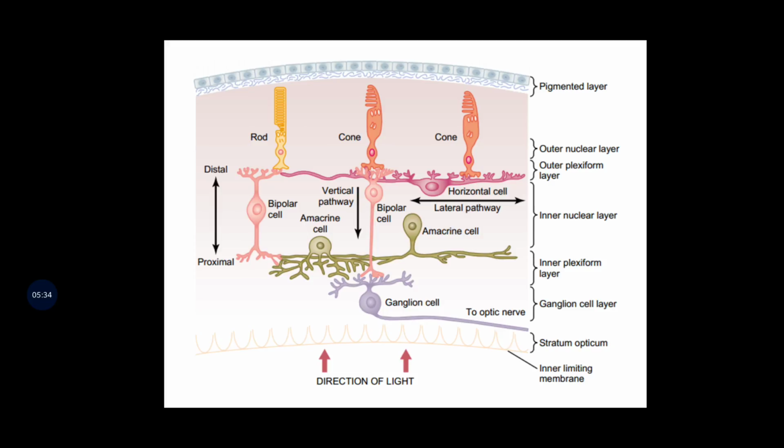So, very clear diagram, direction of light. This diagram has already shown you that the ganglion cell synapses with the bipolar cells, and this bipolar cell goes up to the photoreceptors, the rods and the cones, and then from here the optic nerve leaves.